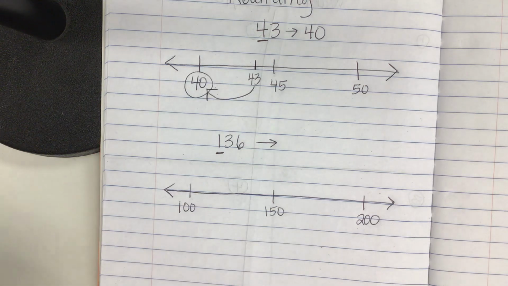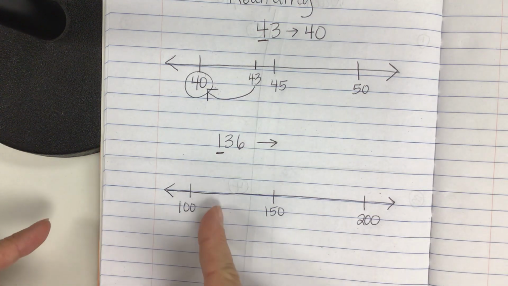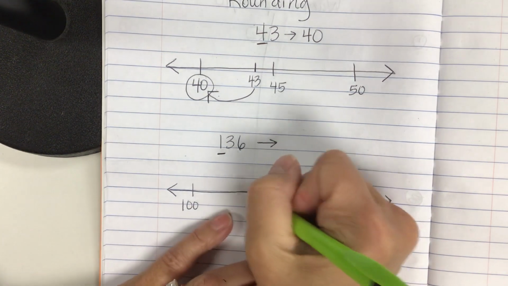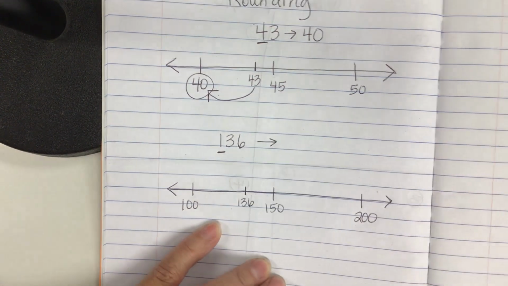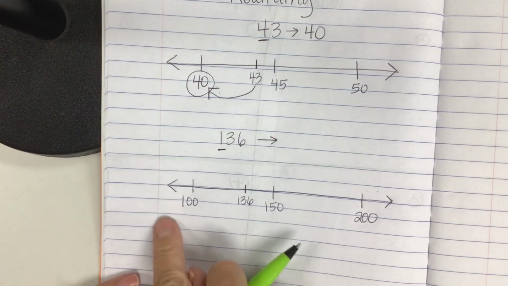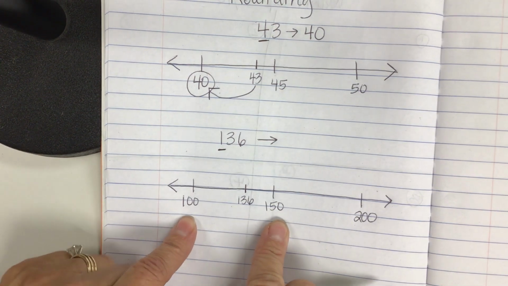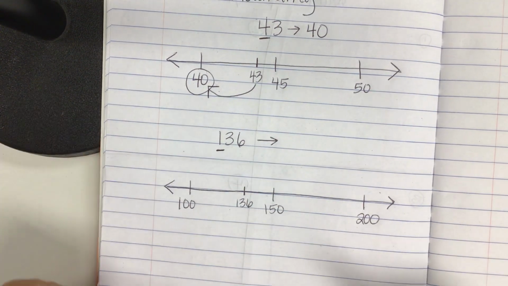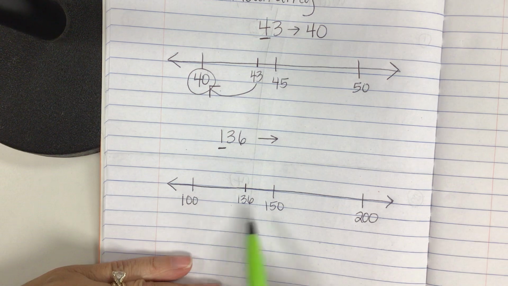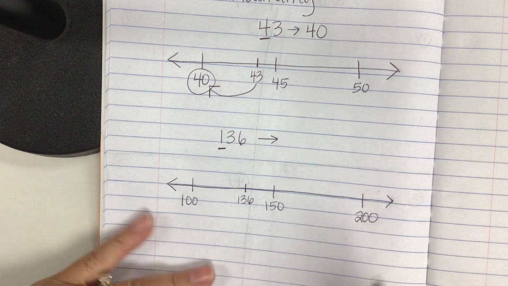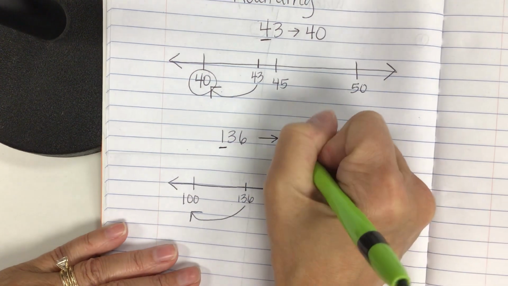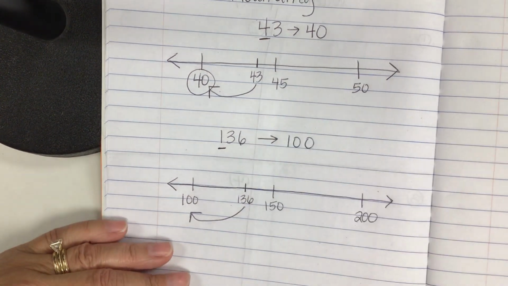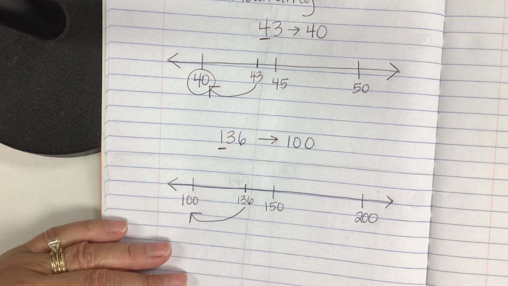And then think about your number line and where you would put 136. 136 would be maybe about right here, more or less. And it would be in between 100 and 150. And then again, we think, okay, is that closer to 100 or closer to 200? And it is closer to 100. So 136 rounds to 100.